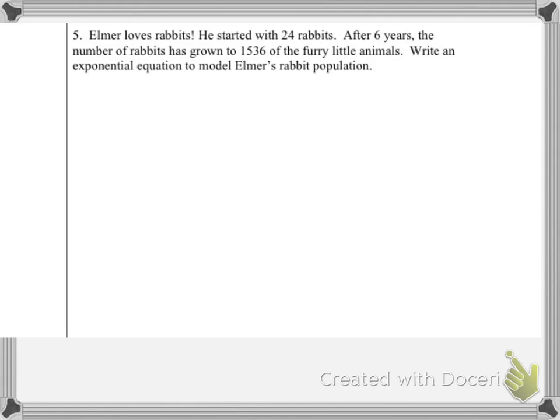Elmer loves rabbits. Okay, he started with 24 rabbits. Okay, that sounds to me like in the beginning. So in the beginning, he had 24 rabbits. Now, before I even look at the rest of this, I want to go ahead and recognize that this is a. And I know this because it's 0, comma. Okay, let's take a look at the rest of this.